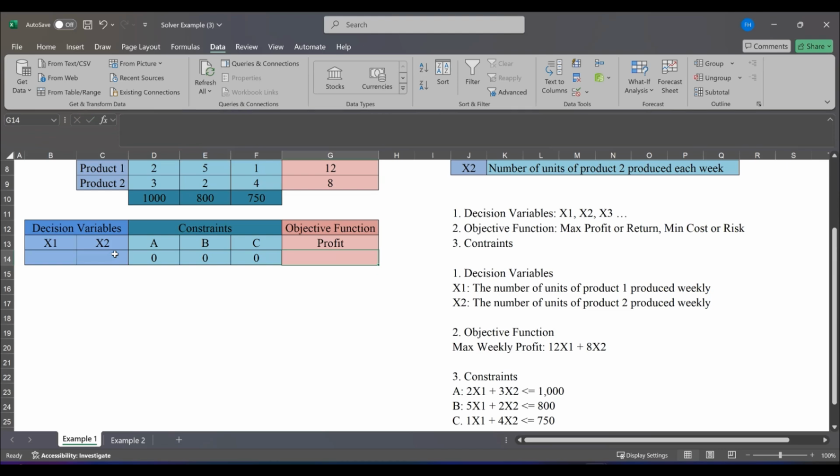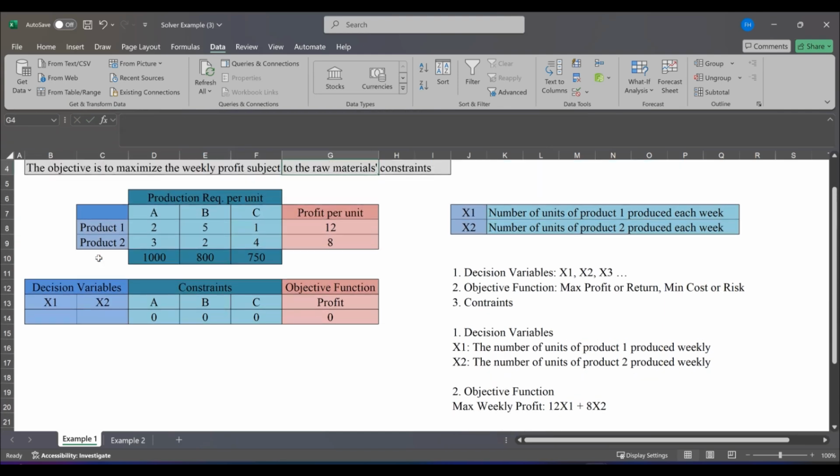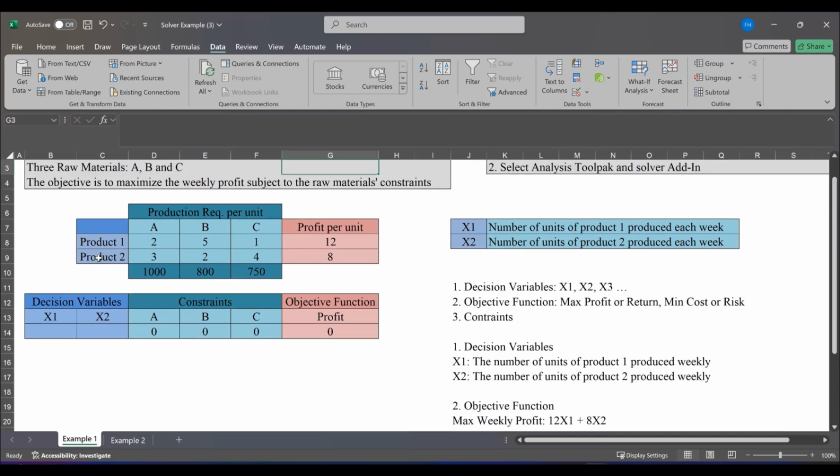Now for the objective function, my profit, I'm going to write down the function of profit. It's 12x1 plus 8x2. So this is equal to 12 times x1 plus 8 times x2. So now that I did that setup, I have the table and I'm ready to use Solver.